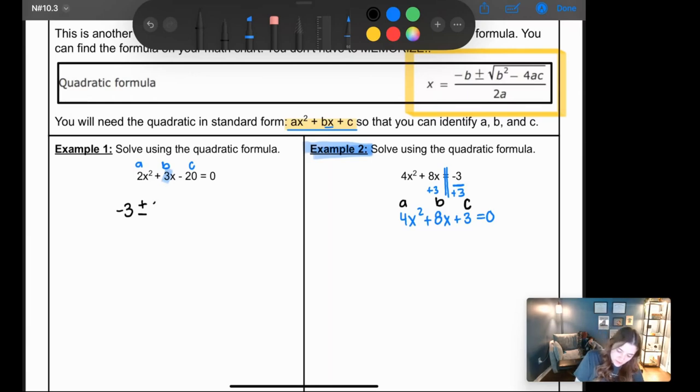Then we have a square root. It's important you do not forget the square root. It's part of the problem. We have to include it. Then it says b squared. Well, remember, b is 3, so I put 3 squared.